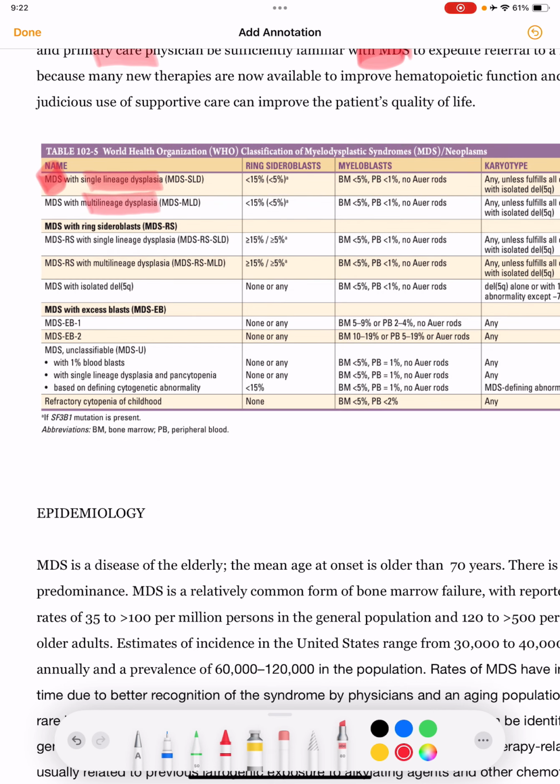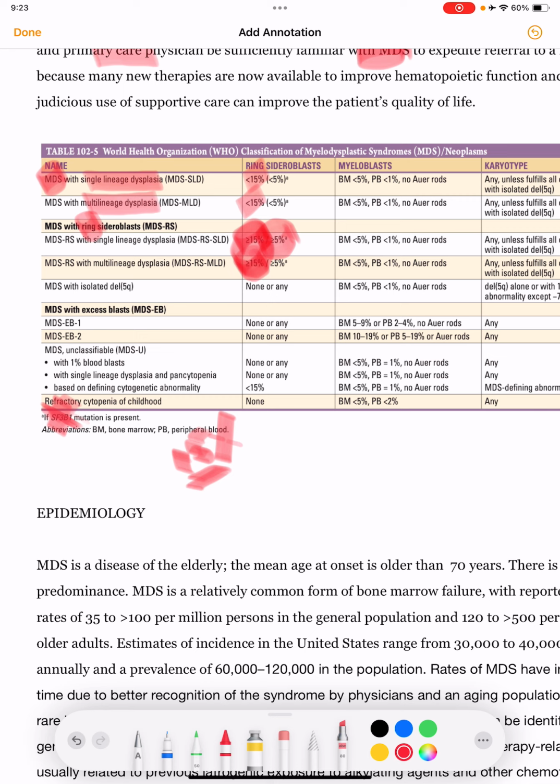In single lineage dysplasia and multi-lineage dysplasia, ringed sideroblasts should be less than 15%. MDS with ringed sideroblasts means sideroblasts should be greater than or equal to 15%. So the number to remember is 15%. But if there is an SF3B1 mutation present, then ringed sideroblasts should be greater than or equal to 5%.